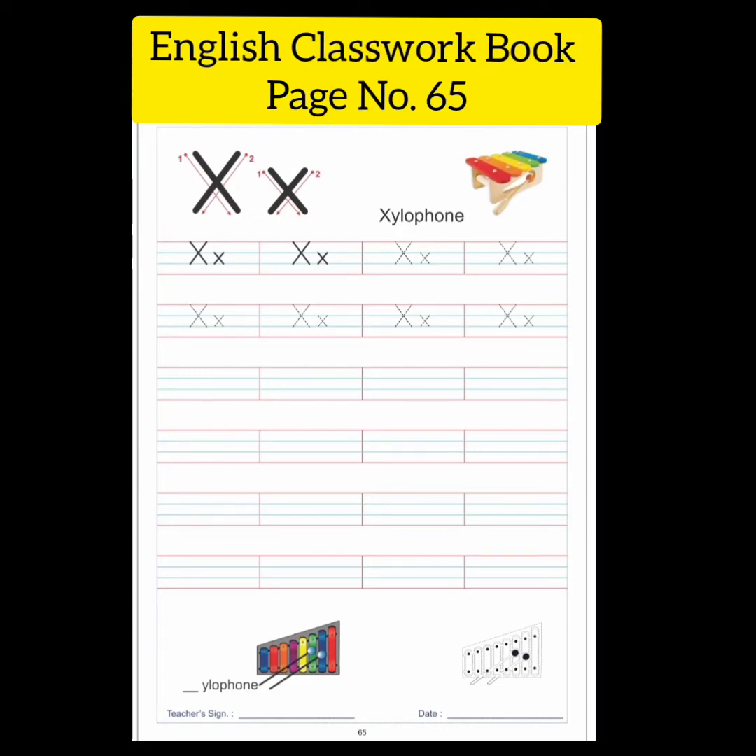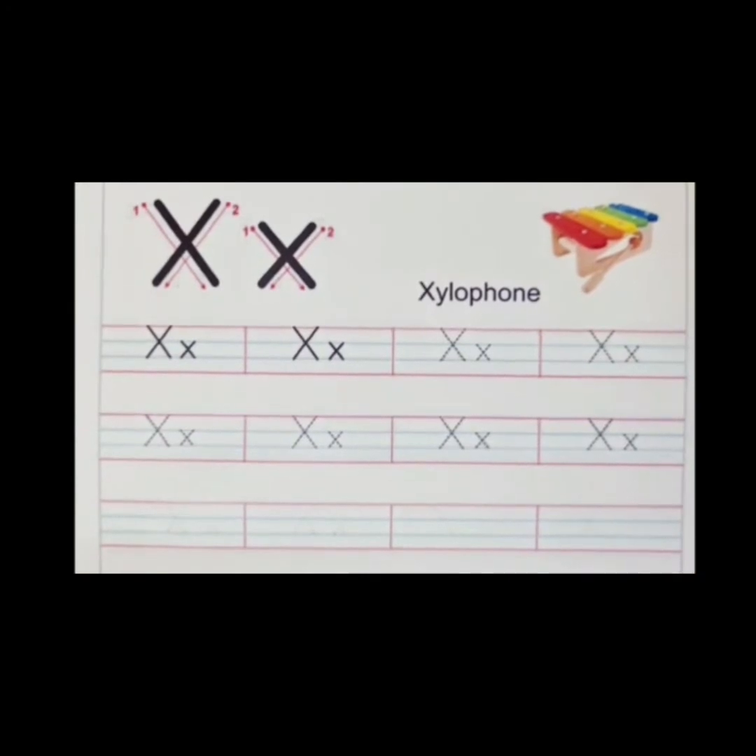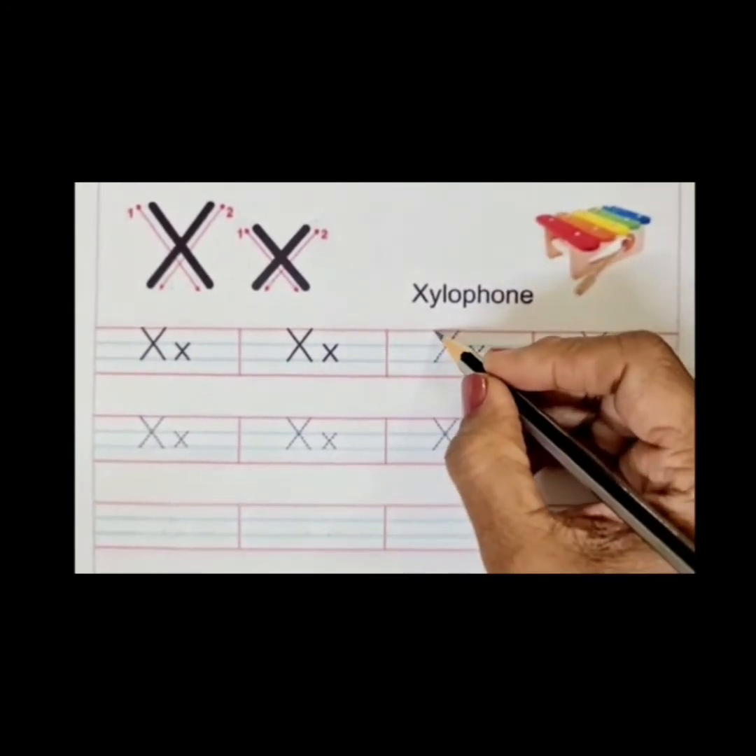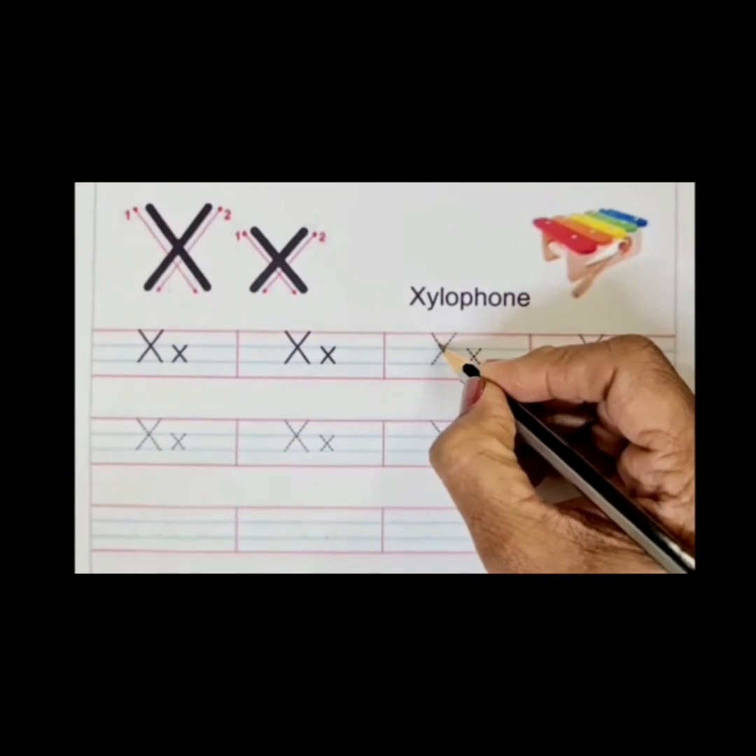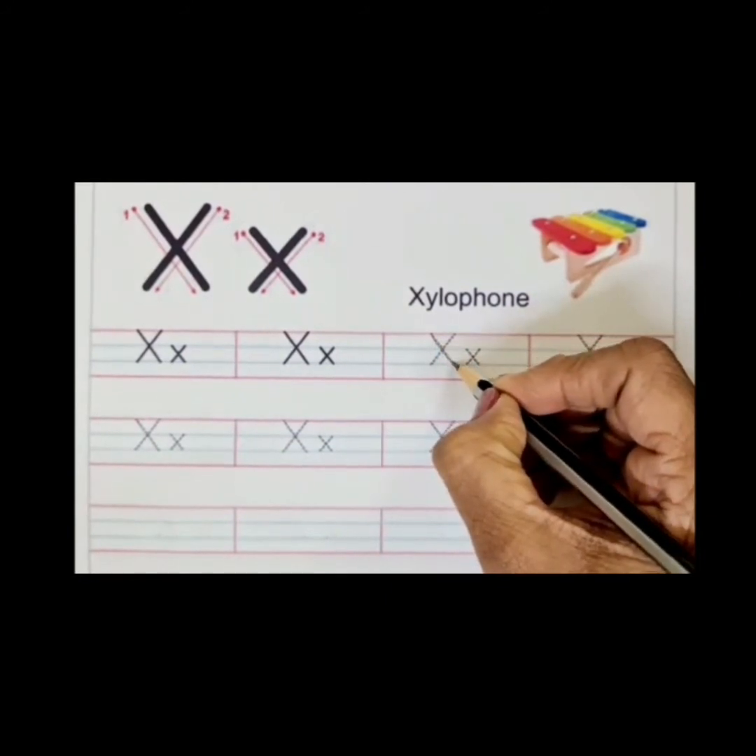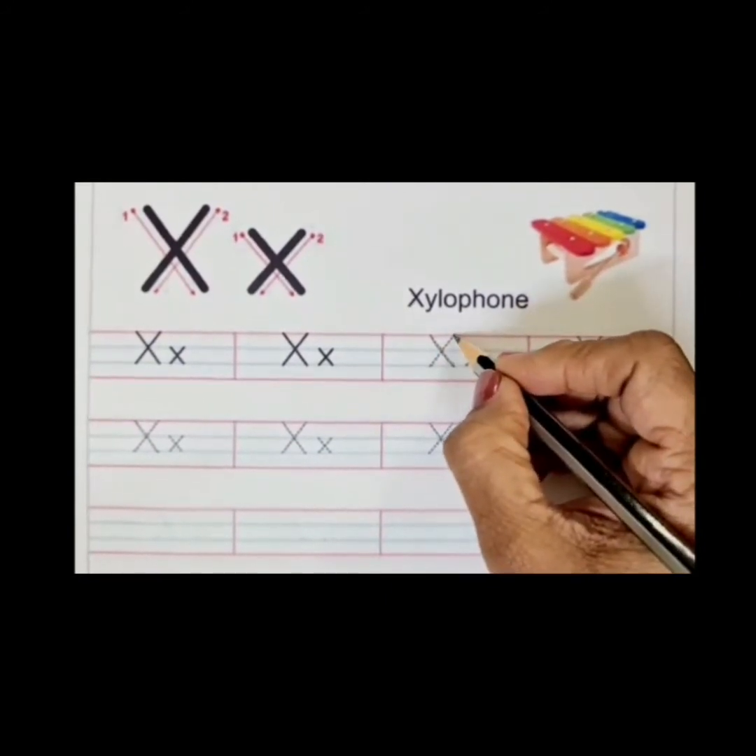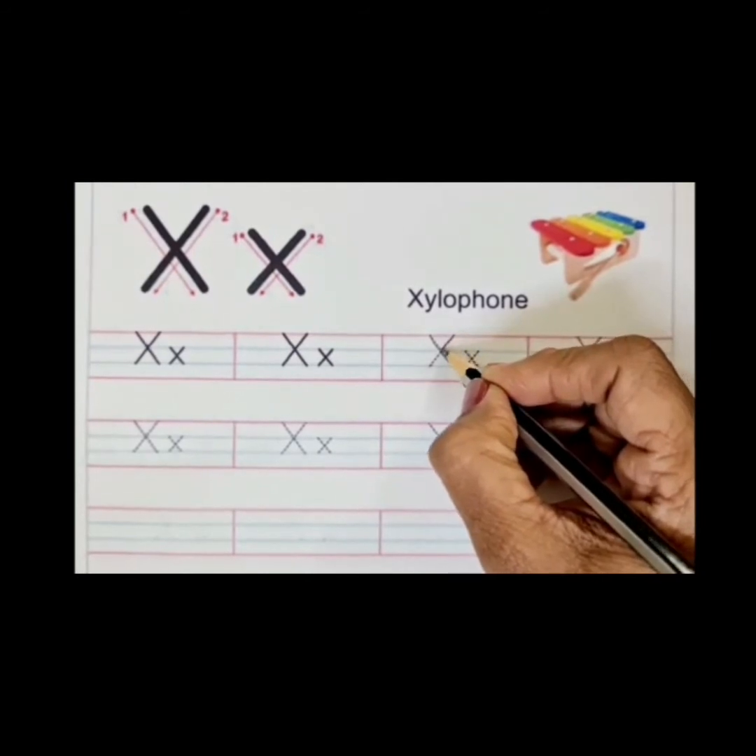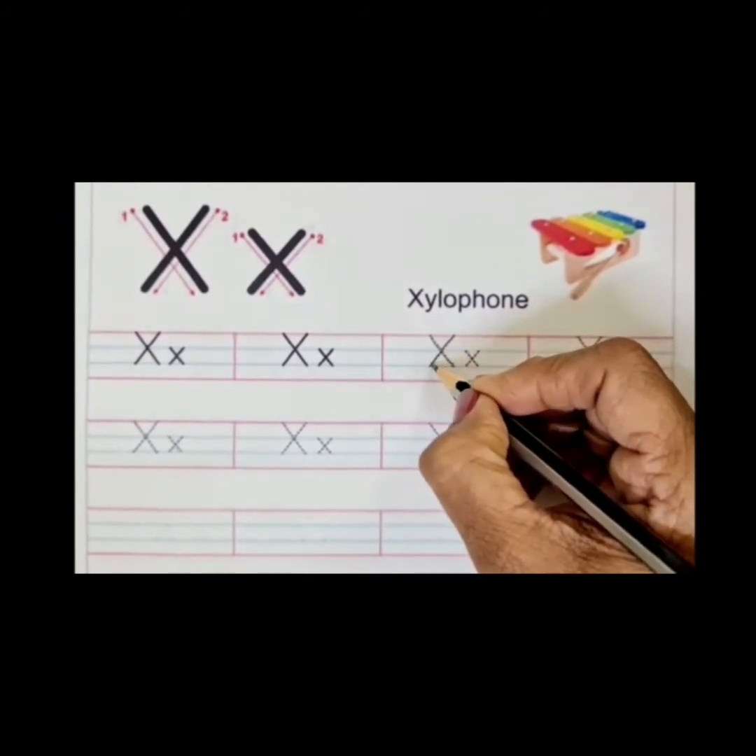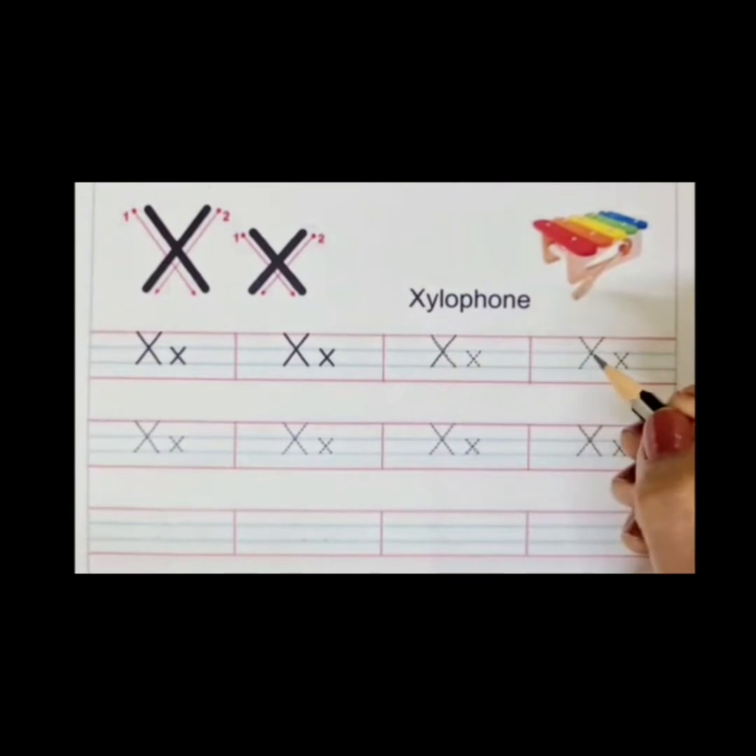Children, please open English classwork book page number 65 and we will write alphabet X. X for xylophone. First we will do tracing of alphabet X. Slanting line from red line to second blue line. Again an opposite slanting line from red line to second blue line, which will cut on the first blue line. That is capital X.